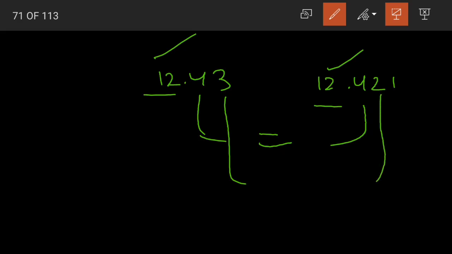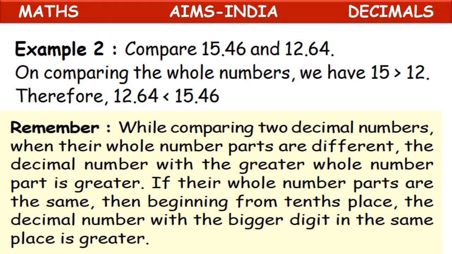Go for the digit in the 100th place. 3 and 2. 3 is greater than 2. So the number 12.43 becomes greater than 12.421. Clear, children? The comparison of decimal numbers.